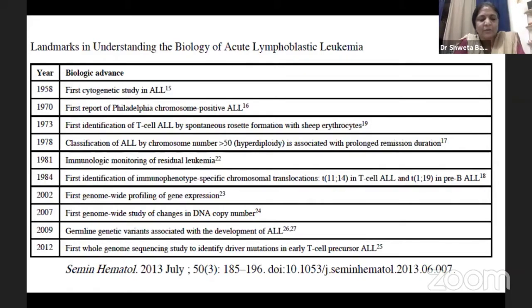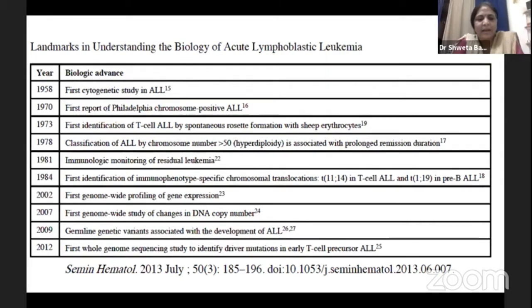we saw the first genome-wide profiling of gene expression. In 2007, the first genome-wide study of changes in DNA copy number. In 2009, we saw germline genetic variants, and in 2012, the first whole genome sequencing study to identify the driver mutations in ETP-ALL was seen. So over the period, we are seeing a lot of understanding of the biology of acute lymphoblastic leukemia, and with the efforts of multicentric and collaborative trials, we are able to incorporate this knowledge in improving the treatment regimens of our patients, and definitely it is showing in better outcomes.